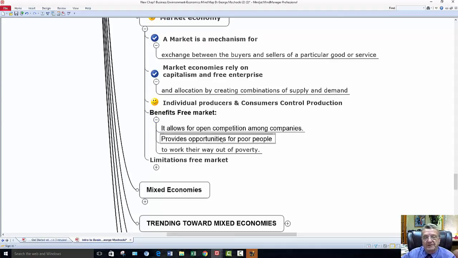Benefits of a free market: it allows for open competition among companies and provides opportunities for poor people to get in. I don't like to use the word poor, because a lot of middle class people have a lot of stuff but are still not well off because they owe too much and they're stressed out. So I'm looking at different socioeconomic statuses. I'm an immigrant. I was born in Germany, but I'm Polish, and I came here on a boat. But I had the opportunity.